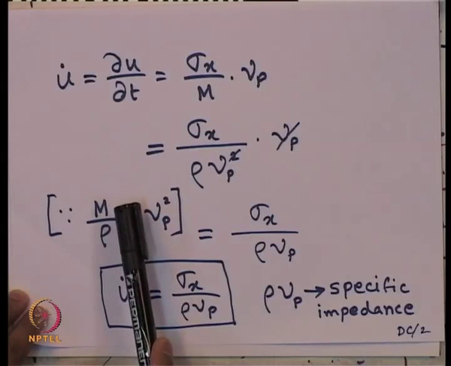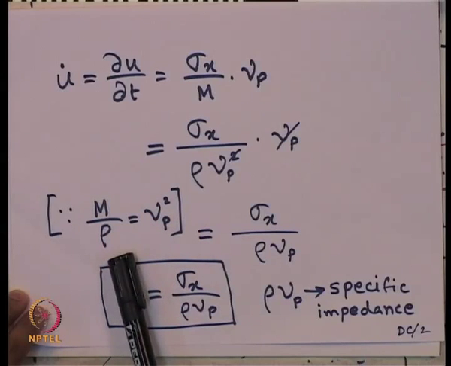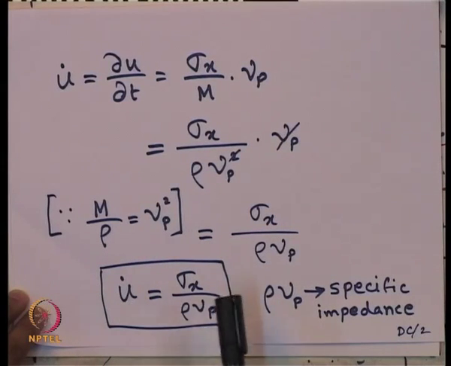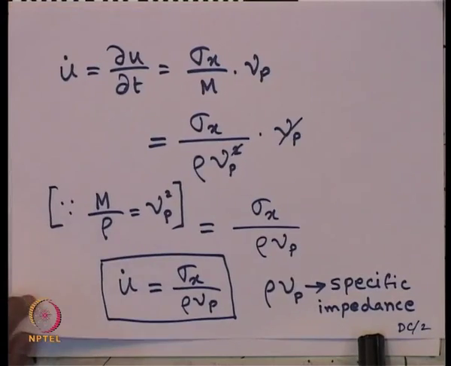M is nothing but the constraint modulus, rho is the density of the material, and this is the relationship between the particle velocity with respect to stresses. This parameter, the multiplication of density with the velocity of the P wave, rho Vp, is known as specific impedance. So, that is the specific impedance of the material.